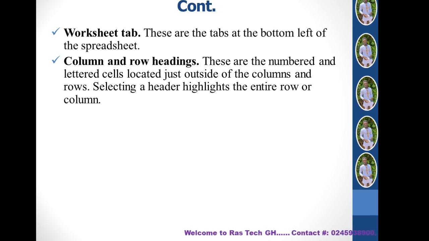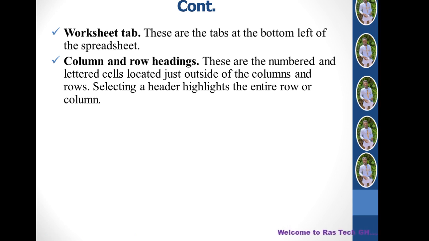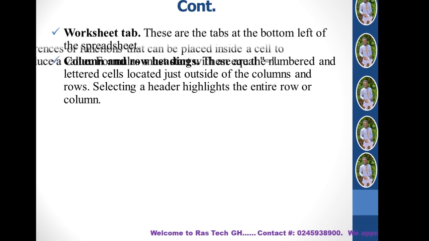Worksheet tab. These are the tabs at the bottom left of the spreadsheet, right? We'll see all those things, but we just want to know the meaning so that when we get to the practical, you see it yourself. Columns and row headings. These are the numbered and lettered cells located just outside of the columns and rows, right? Selecting a header highlights the entire row or column.